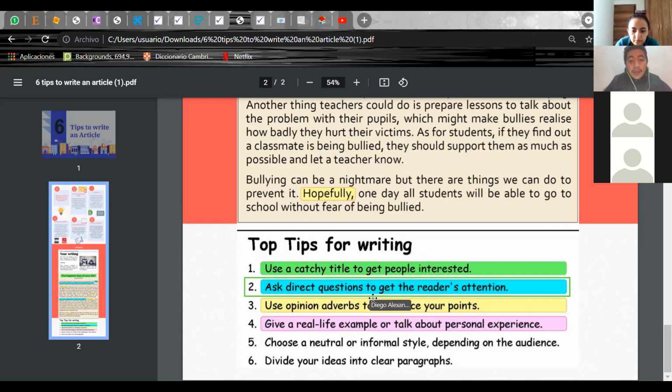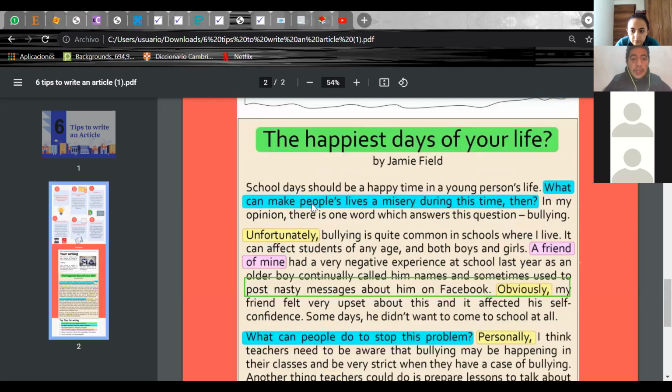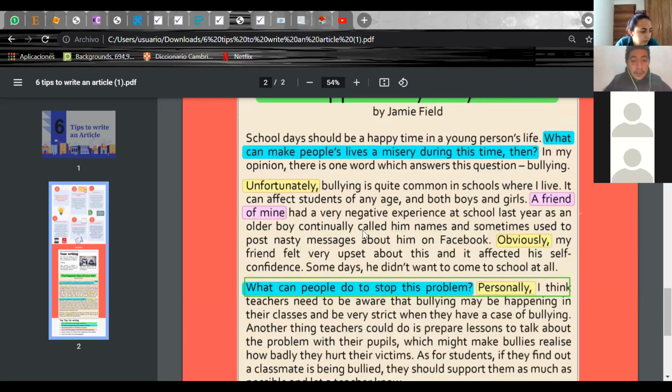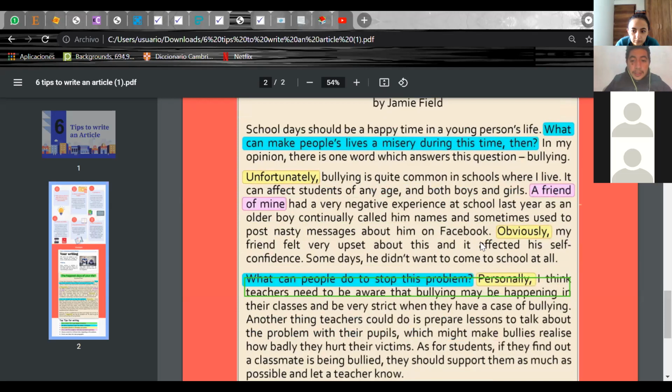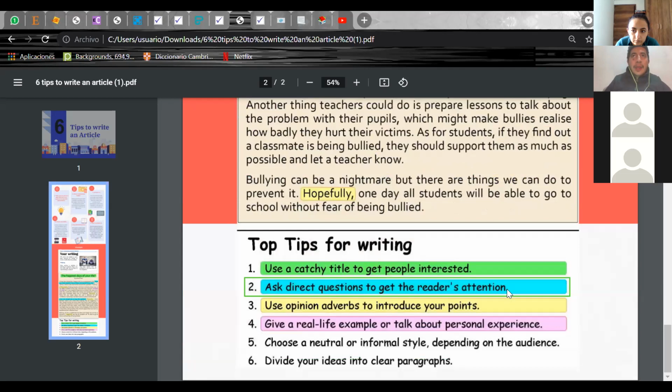It says ask direct questions to get the reader's attention. So we're going to see maybe an example in here. We have two examples. What can make people's lives a misery during this time? And the second one, what can people do to stop this problem? So those are direct questions that are really useful for the reader to be more attentive, maybe in some details that you want to focus on in your writing. So that is really useful for you.